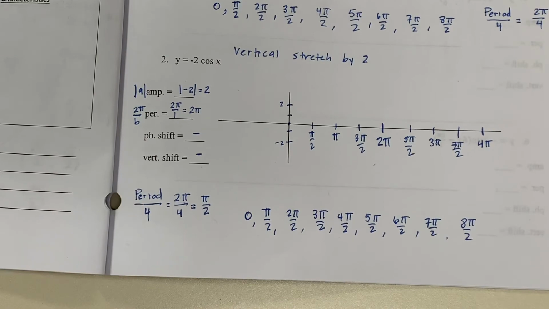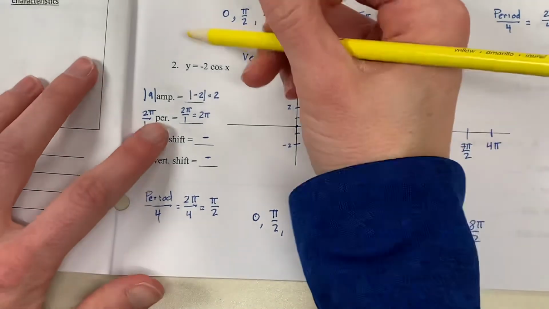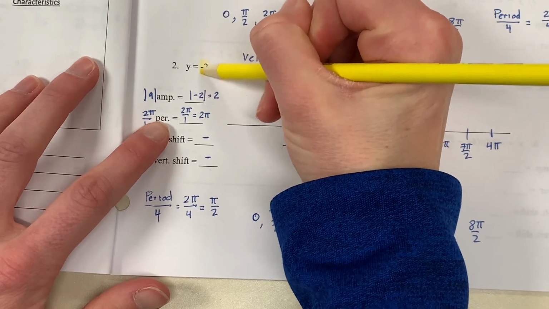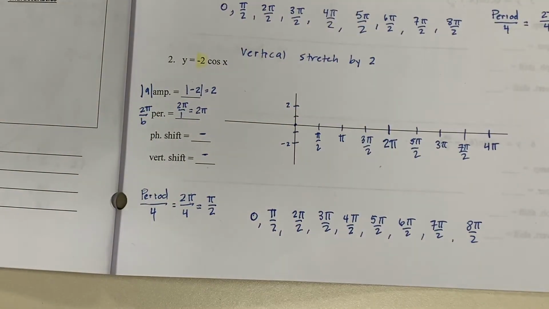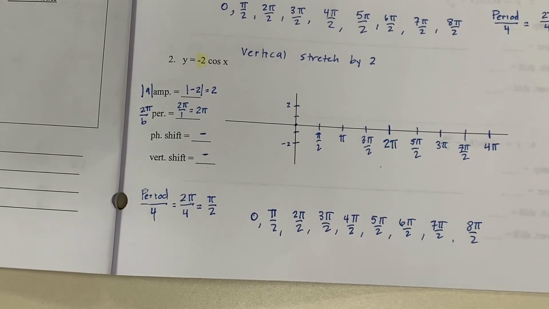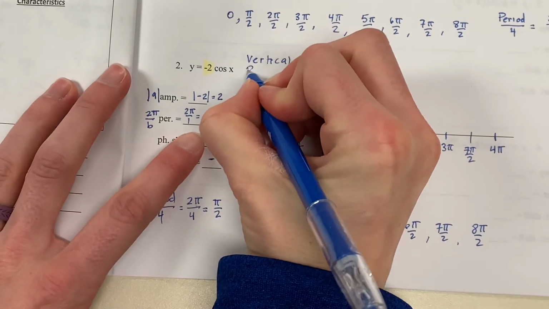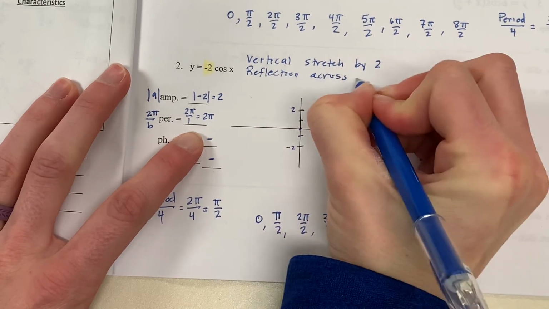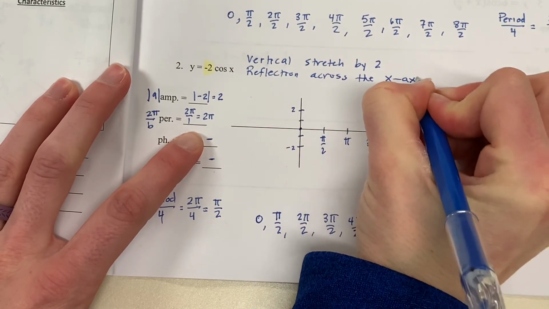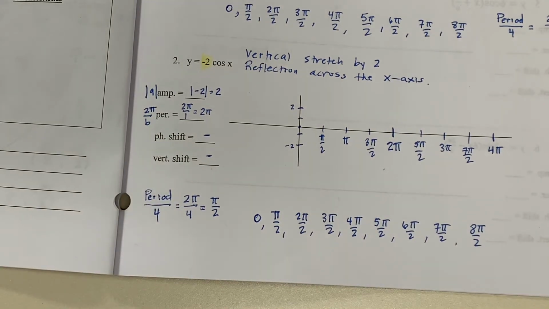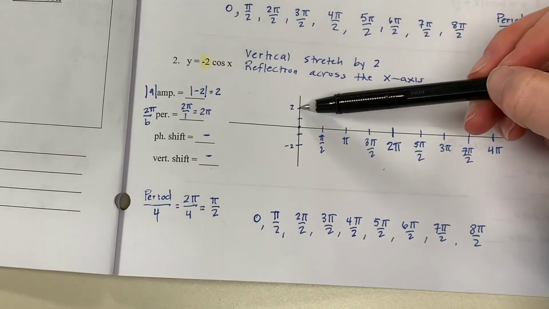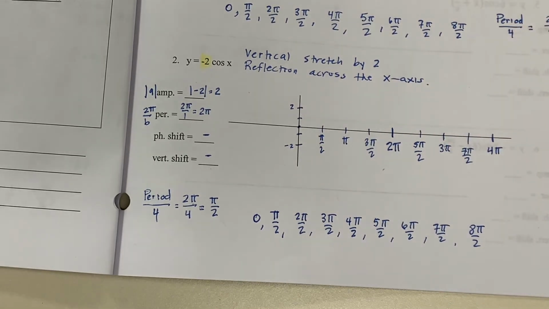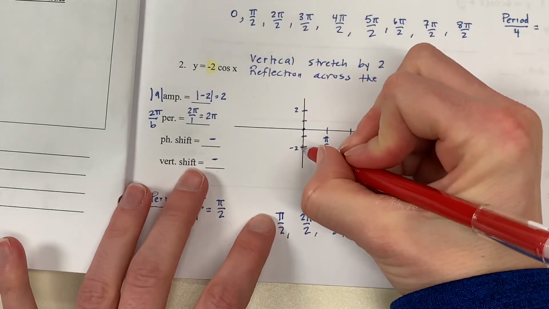But we have a problem. The problem is that my a value is negative. When there's a negative in front of a, it means I have a reflection across the x-axis. So in my parent function, when a is positive, I start at 2. If I reflect across the x-axis, that means my starting point is going to be at -2.